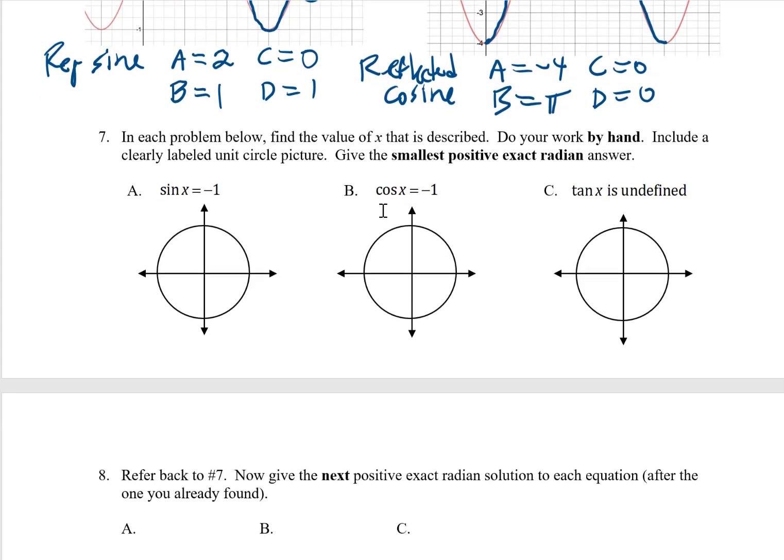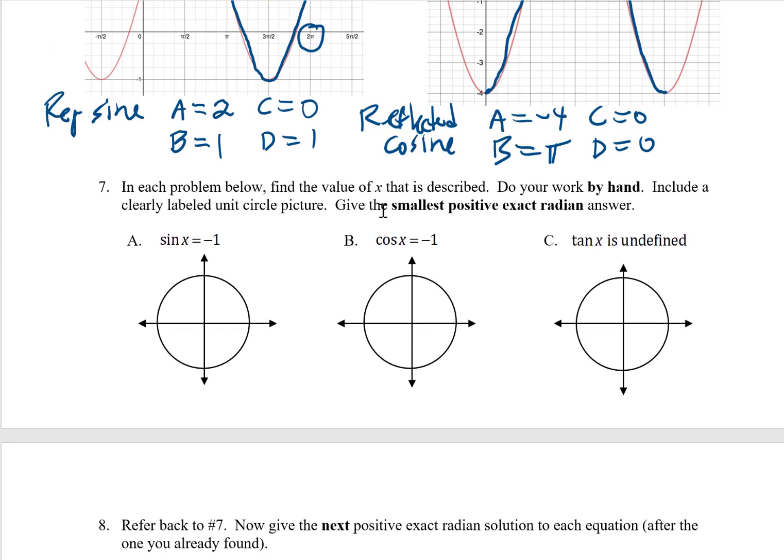In problem number 7, we're looking for a value of x. X represents an angle in these expressions. We're doing this by hand, giving the smallest exact radian answer we can find. Of course, when we see numbers like ones and negative ones and zeros with sine and cosine, we're thinking unit circle pictures. Part A says, I'm looking for an angle where the sine comes out to be negative 1.